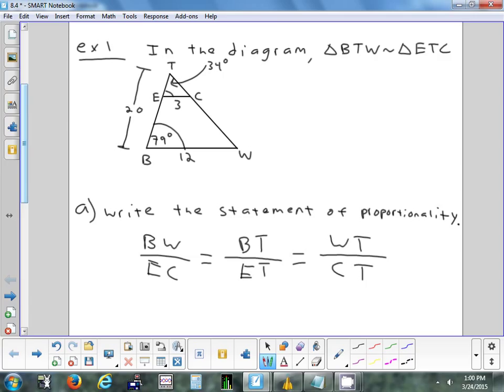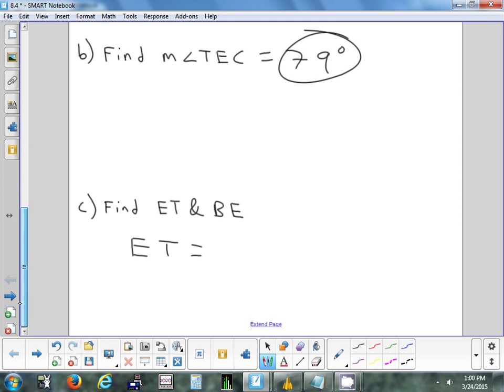Start going through. Do you know BW? Yes. Do you know EC? Yes. Okay, let's fill in the numbers in that proportion. What's BW? 12. And then EC? 3. So let's fill in 12 over 3. 4.